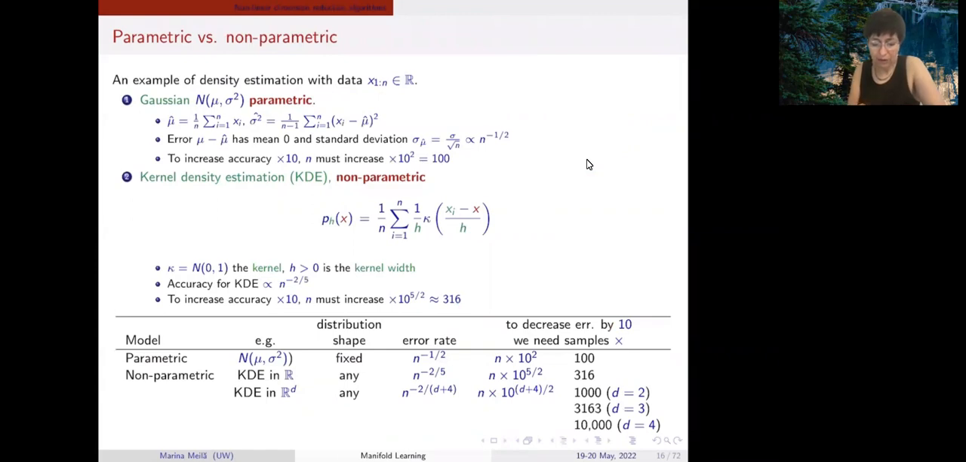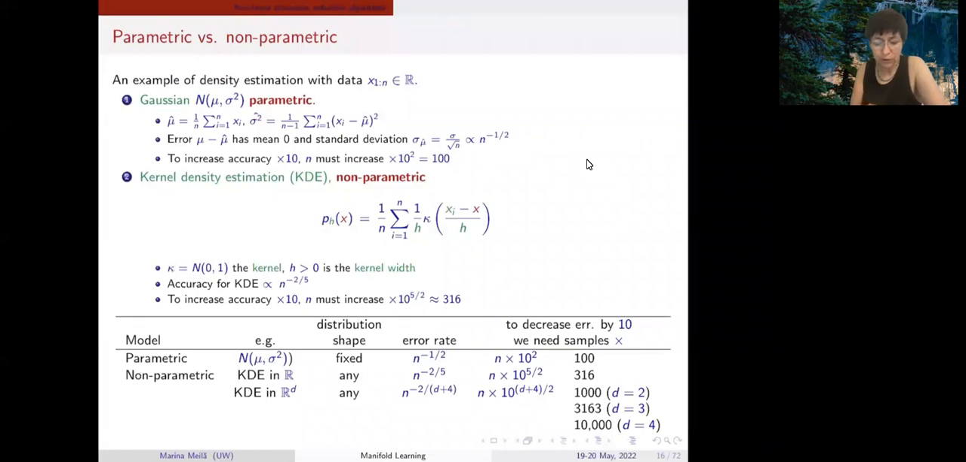So what is parametric versus non-parametric? A parametric model is, so assume that we just do density estimation. Assume that we don't have a manifold at all, just this very simple problem of having a density estimator. We can have two kinds of density estimators. One is assuming that the density is Gaussian, then we fit mu and sigma squared, and these are the parameters, and we get the density.